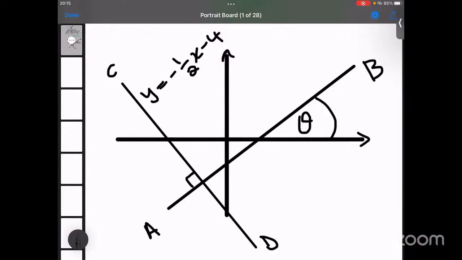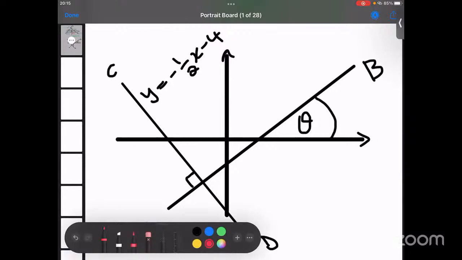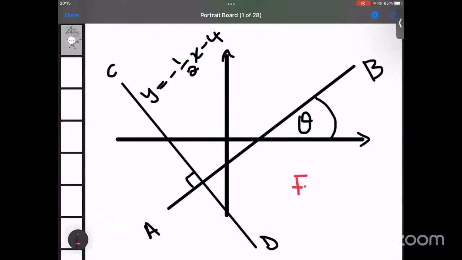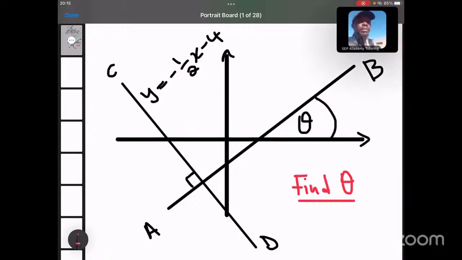And the question here is to find angle theta. It's a very difficult question.